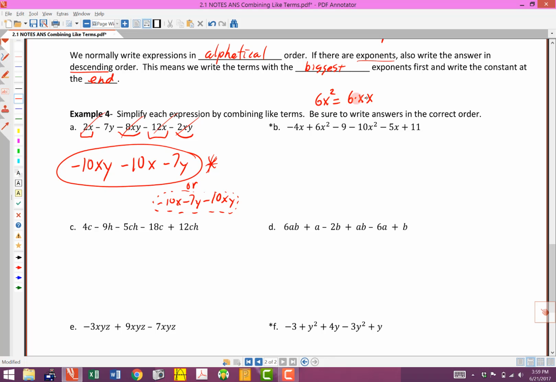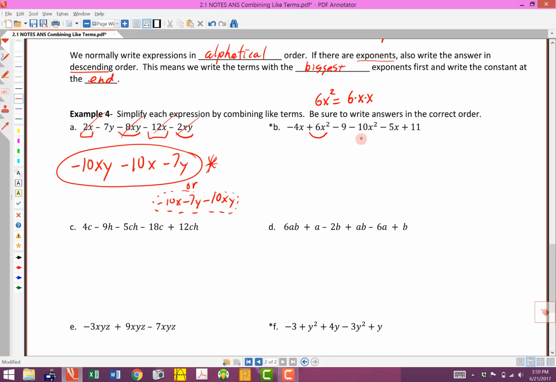It means 6 times 2 x's multiplied together. So our variable is x times x, if you want to think of it that way. Same thing here: this would be negative 10 times x squared. This is just a short way to write a multiplication problem. That's what an exponent is. So let's run through here and take a look. We have 1, 2, 3, 4, 5, 6 terms.